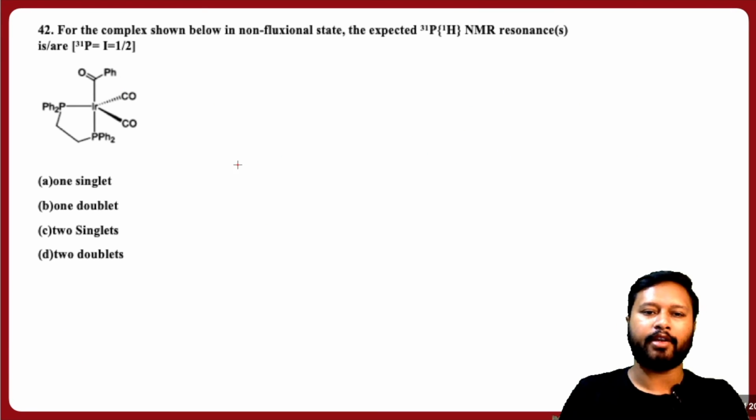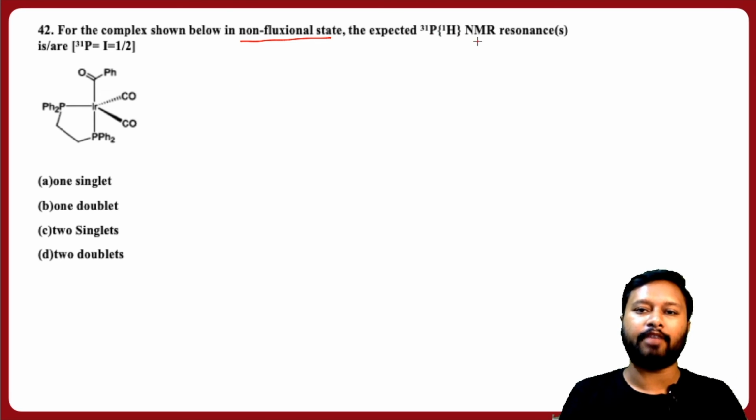Okay, so over here it says that for the complex shown below in non-fluxional state. Now fluxionality, you don't worry about that. It's a non-fluxional state, meaning the molecule is just the way it is shown. The expected 31P NMR resonance. Here the I value is given to you as half. Phosphorus has an I value of half. So how many phosphorus do we have? There are 2 phosphorus over here.